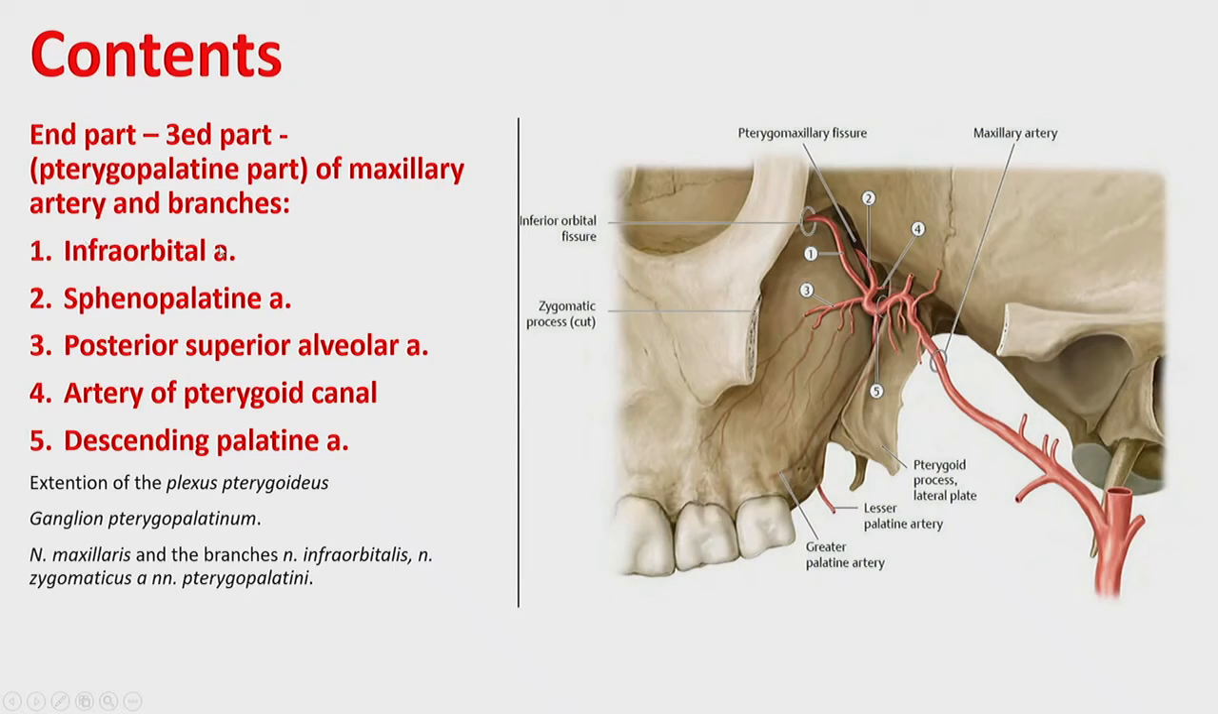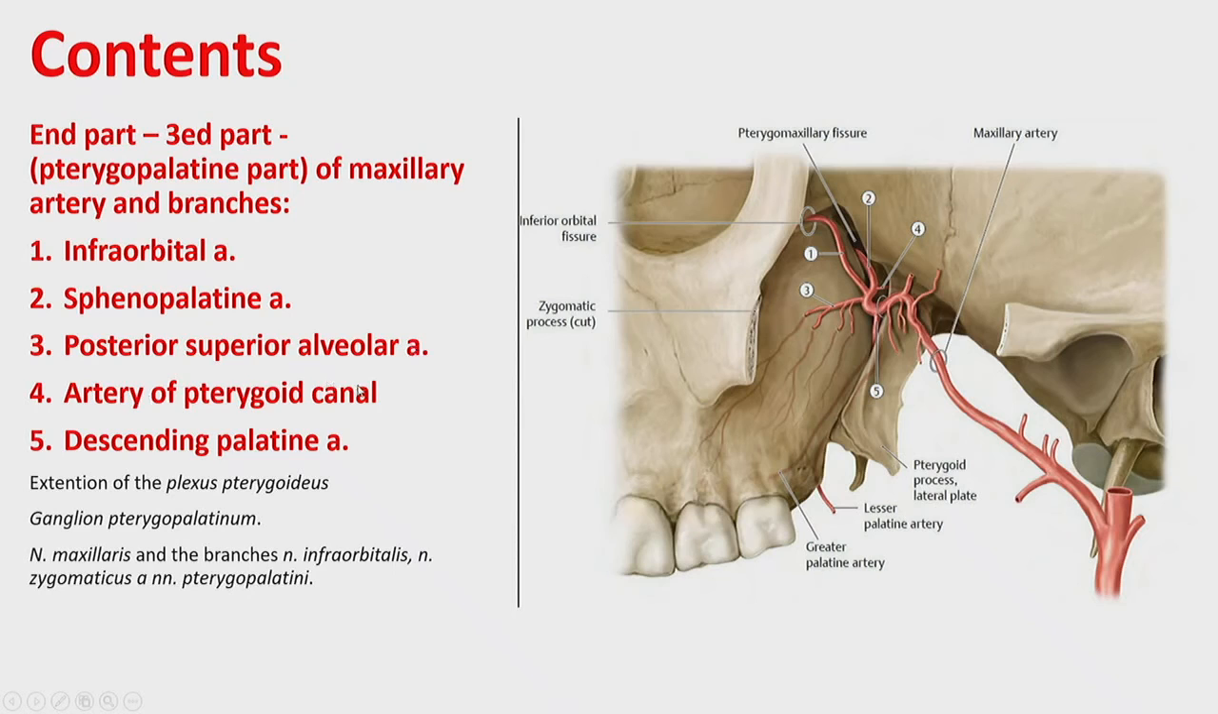Infraorbital artery, where does it go? You are now expert in the openings of the skull. Tell me. Infraorbital artery where? Inferior orbital fissure. Thank you. Sphenopalatine artery to sphenopalatine foramen. Posterior superior alveolar artery where? Tuber maxilla.